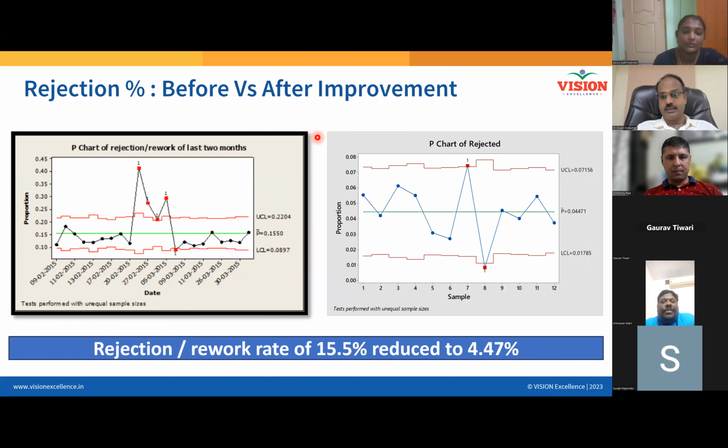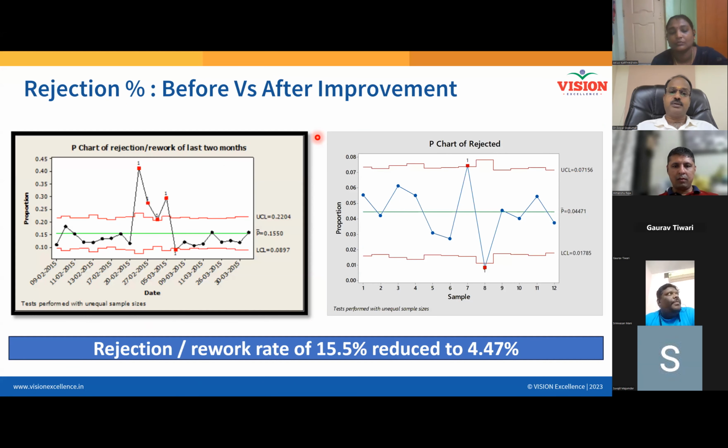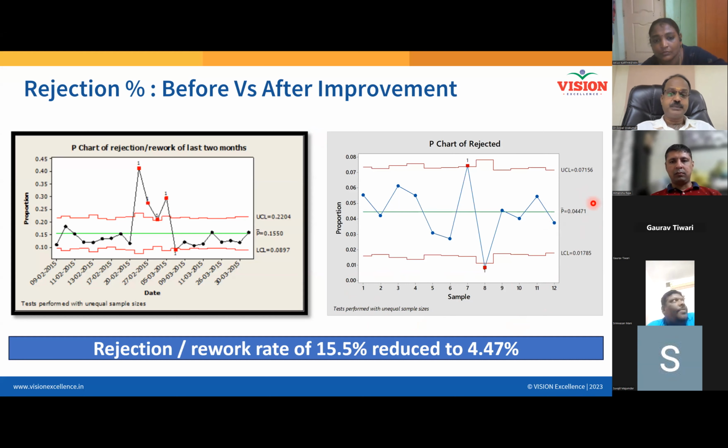And now, after all these suggested improvements, data is collected again. See here, near about 12 times some study is conducted, and after 12 particular batches of production, the rejection rate has reduced to how much? It is 4.4%. Originally it was 4.5%. So the rejection has come down.